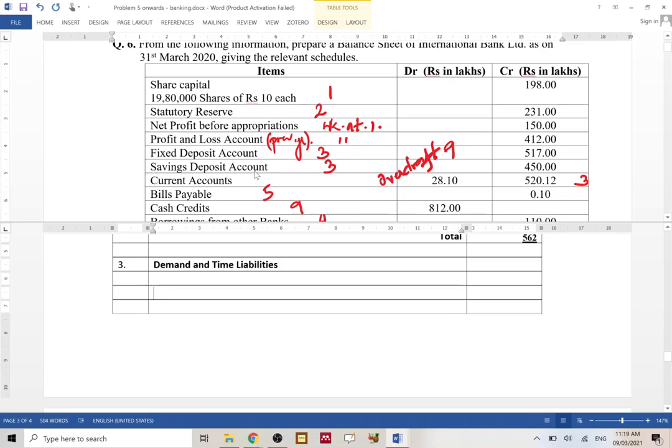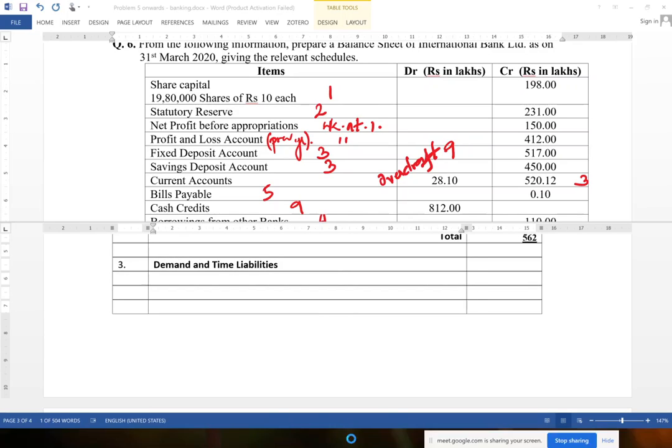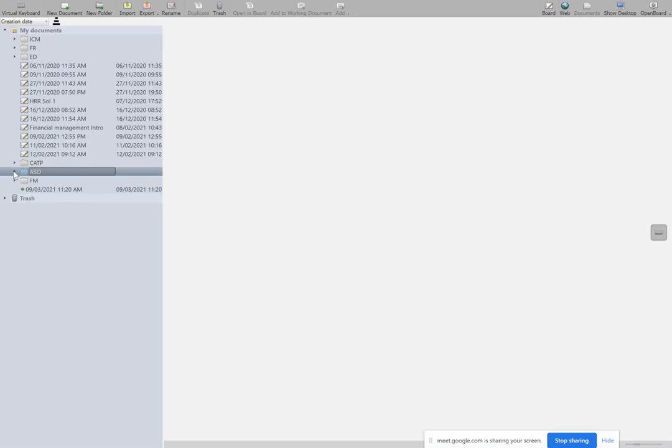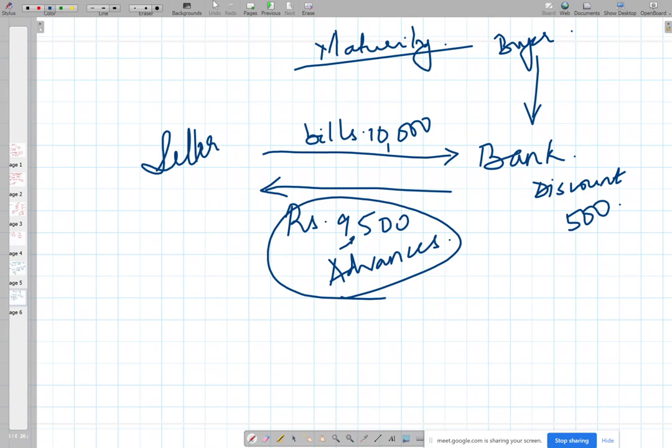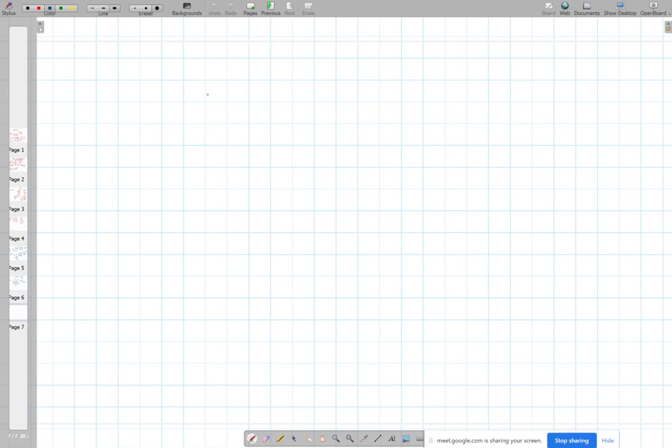When the bank has liabilities in the form of deposits, these three can be classified either as demand liabilities or as time liabilities. So what exactly does this mean? Let's just take an example here. Say you have types of deposits like savings accounts and current accounts.